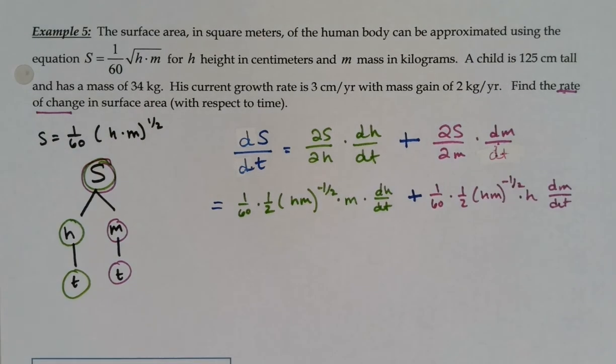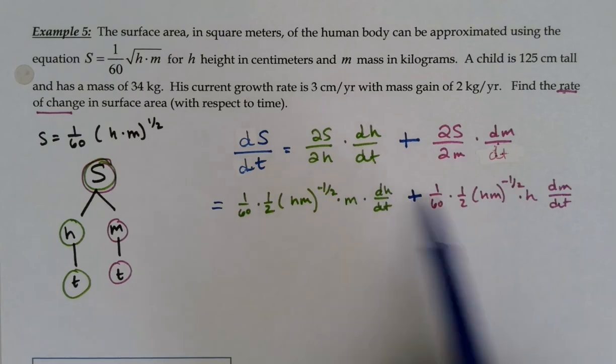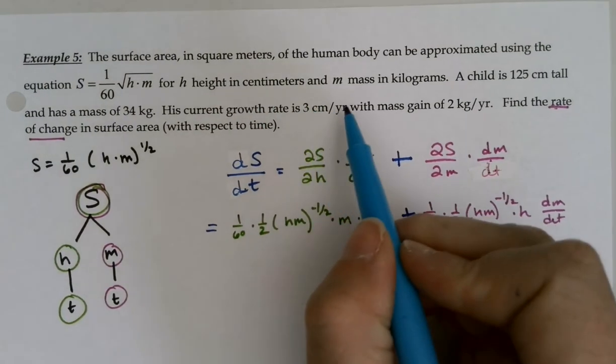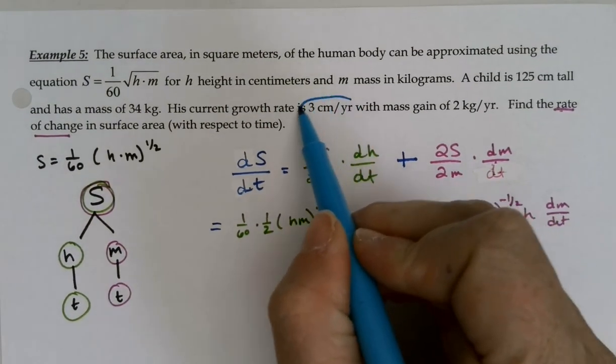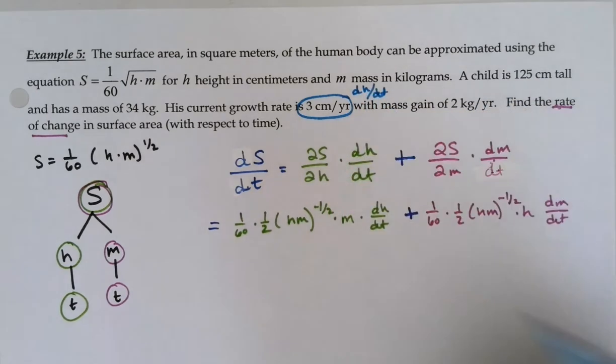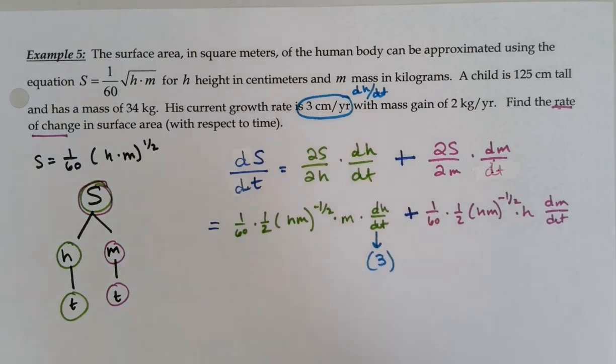All right, now I was able to find the derivatives of these parts because I was given a formula. But dh dt and dm dt, I wasn't given a formula. But I was given the values. If you look right here, it says growth rate right here. That's dh dt. It was just given. So we're actually just going to put the number 3 in right there.